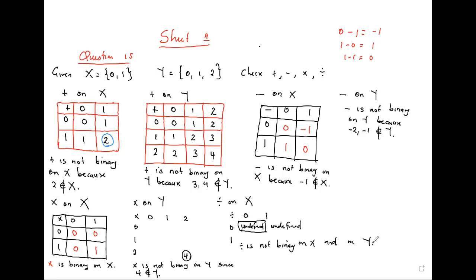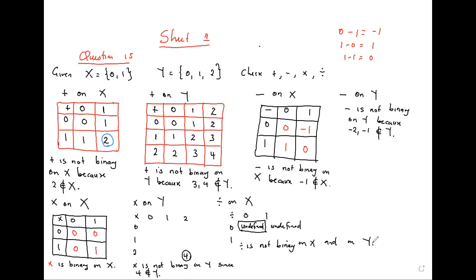Then we go back to plus. Is plus commutative? Yes, it is. So plus is commutative. When you're adding 0 plus 1, you get 1. 1 plus 0, you get 1. So the operation does not need to be binary for it to be commutative.